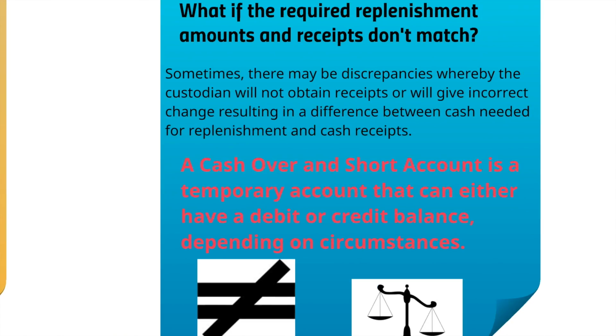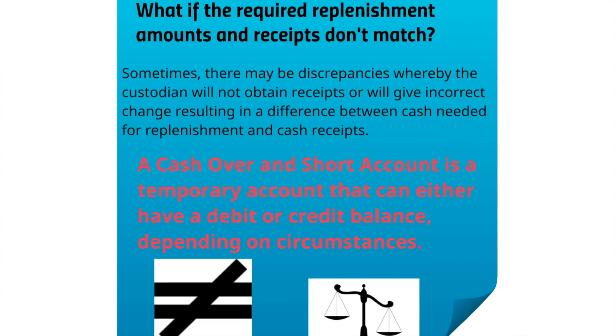What if the required replenishment amount and receipts don't match? Well, sometimes there may be discrepancies whereby the custodian will not obtain receipts or will give incorrect change, resulting in a difference between cash needed and cash receipts. In this circumstance, a cash over and short account is used. It is a temporary account that can have either a debit or credit balance depending on circumstances.